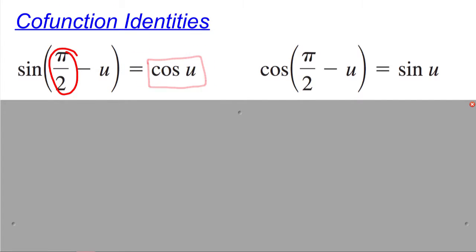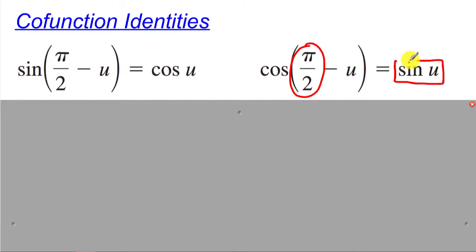Similarly, if I have the cosine wave and I add or subtract pi over 2 here within the parentheses, I'm going to end up with my sine wave. We haven't looked at the graphs of the other trig functions, but they also have cofunction identities with their graphs. So here are all of the cofunction identities for your notebook.